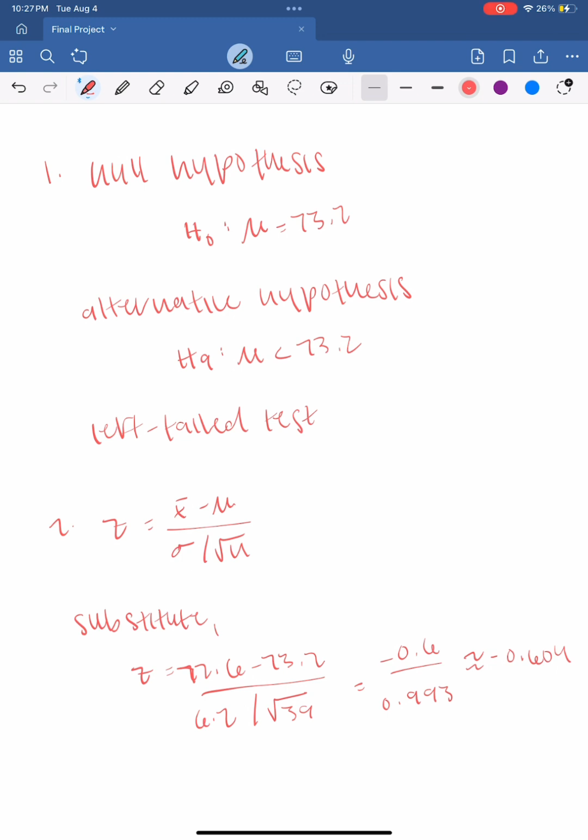Next, we calculate the test statistic using the z-test formula. We subtract the claimed mean from the sample mean, which gives us negative 0.6. Then we calculate the standard error by dividing the population standard deviation, 6.2, by the square root of the sample size, which is 39. That gives us approximately 0.993. Finally, we divide negative 0.6 by 0.993 to get a z-statistic of approximately negative 0.604.